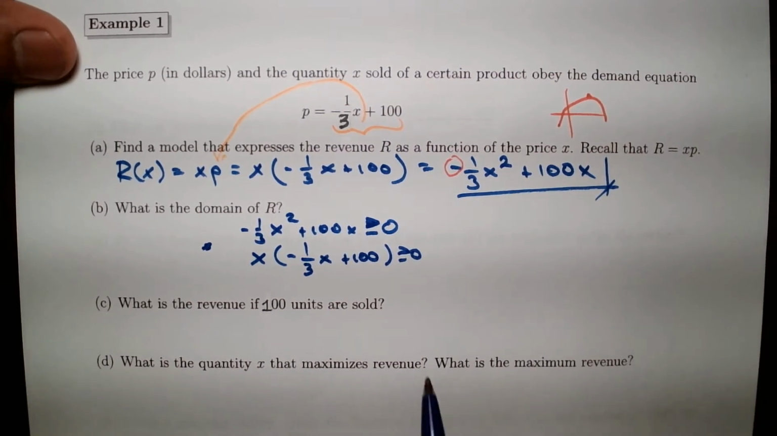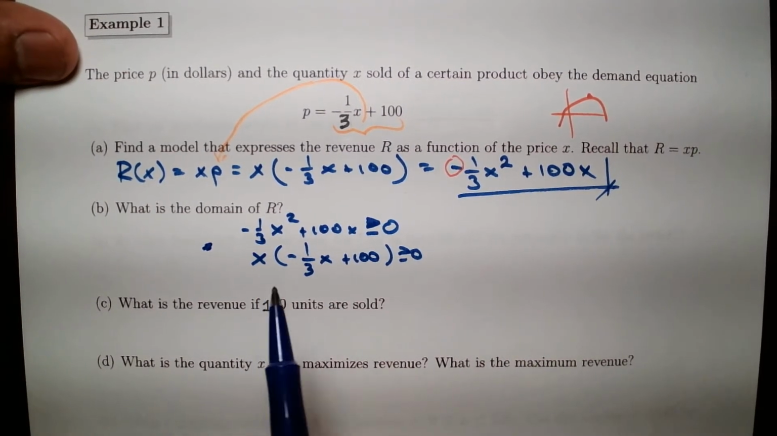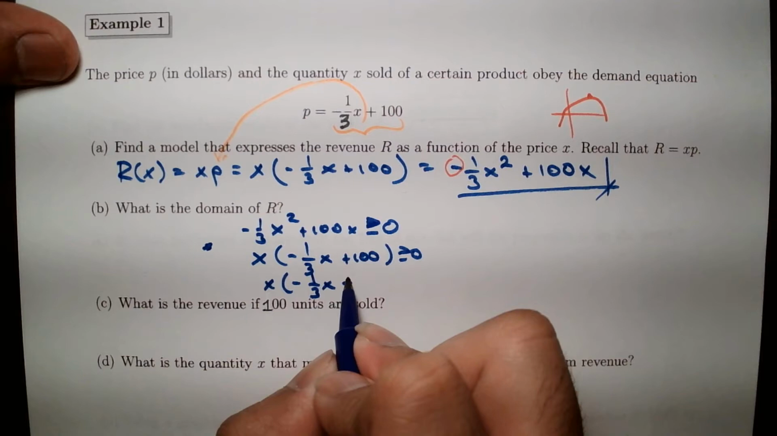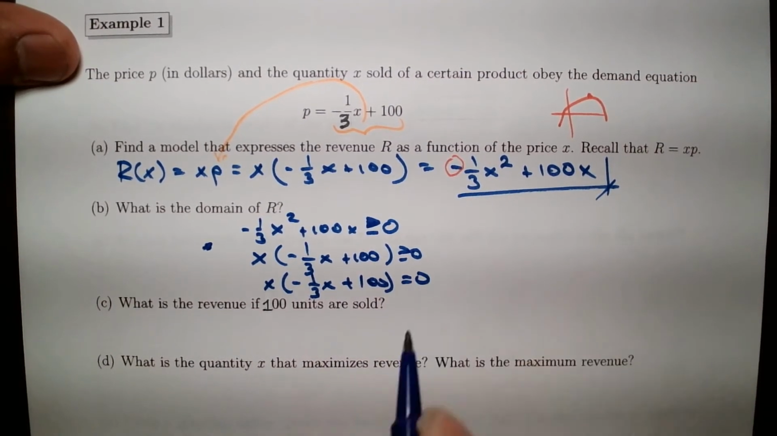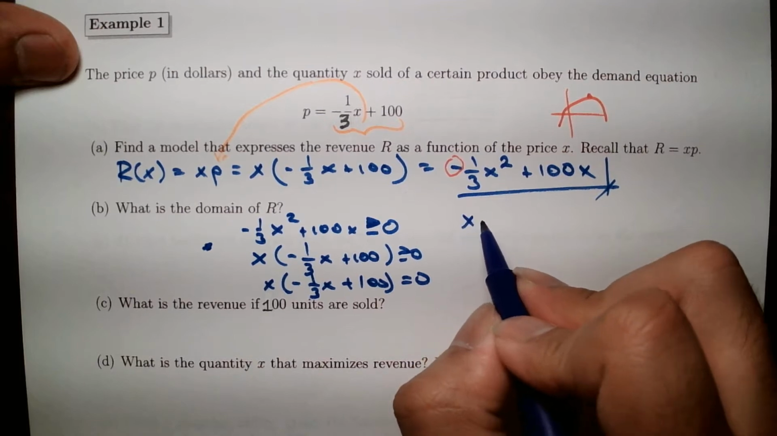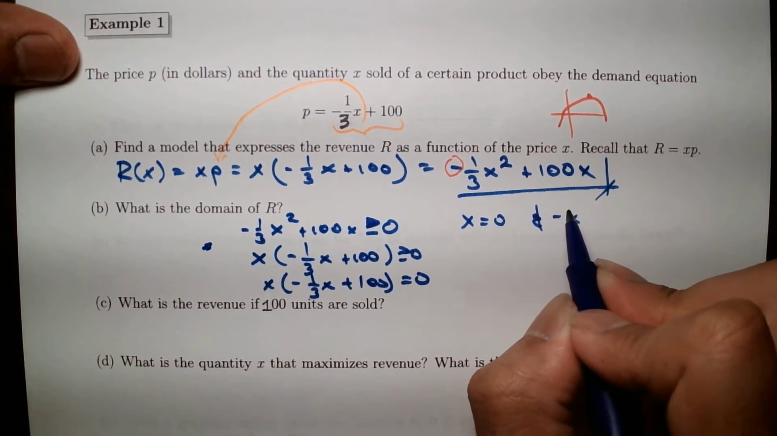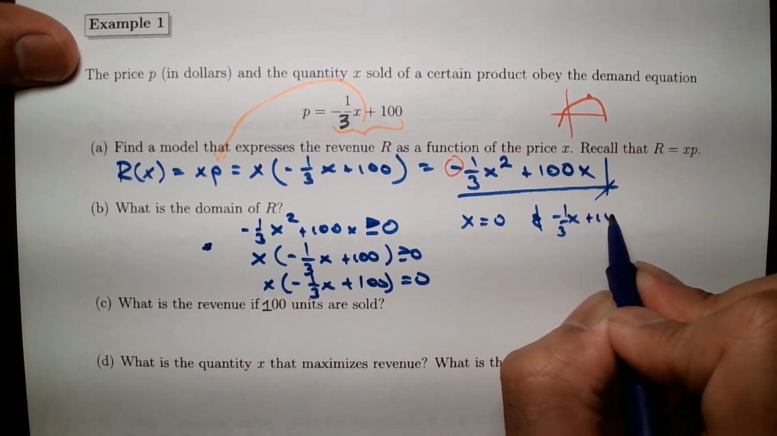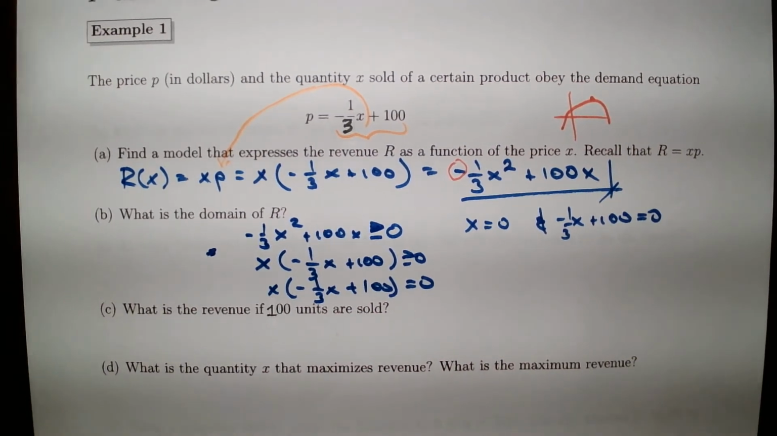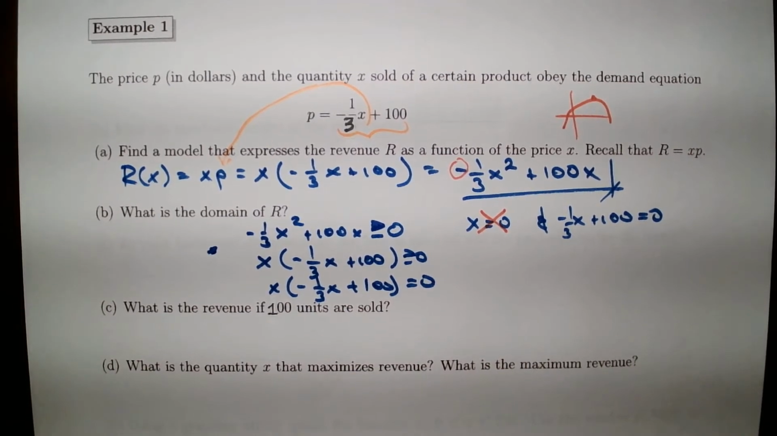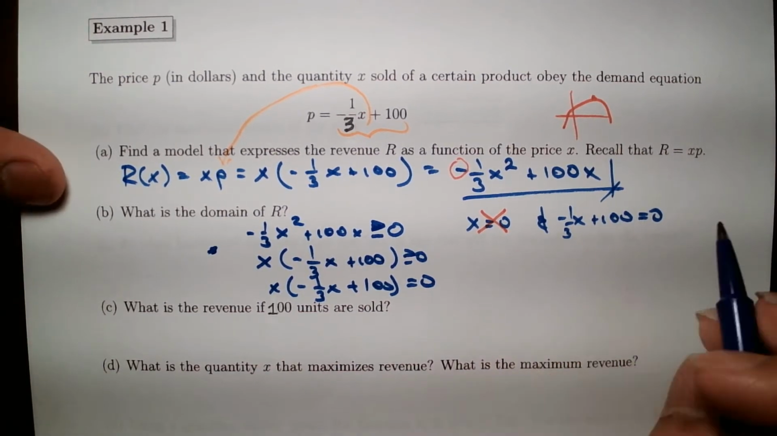And in order to solve inequalities, if you remember, we need to turn this into an equation. So I'm going to write this again, set it equal to 0, turn it into an equation, and solve for x. So x equals 0, and negative 1/3 x plus 100 equals 0. For the first factor, we can actually discard it, because we don't want to sell no items, because that's no revenue, and consequently no profit.